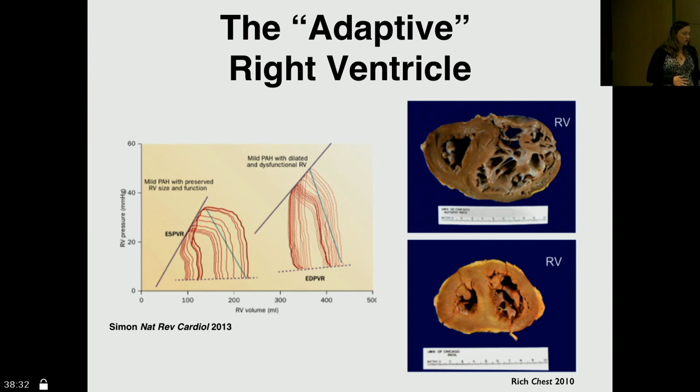And that's also true when we look at pressure volume loops and invasive measures of cardiac performance. We know that some patients have preserved systolic function despite the same elevations in pulmonary pressure. So what makes these patients different?